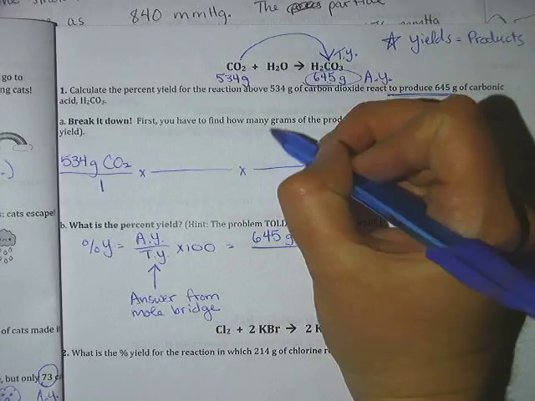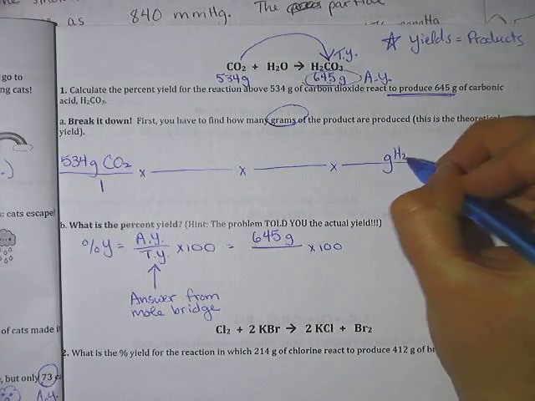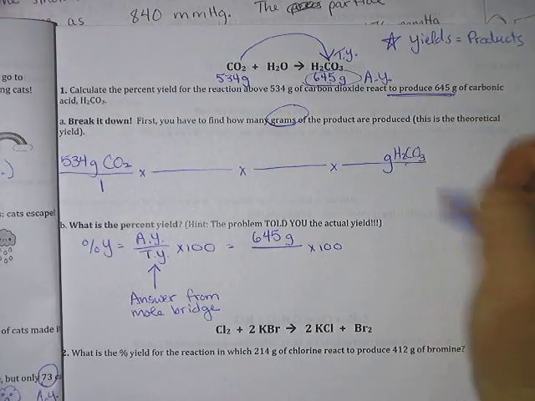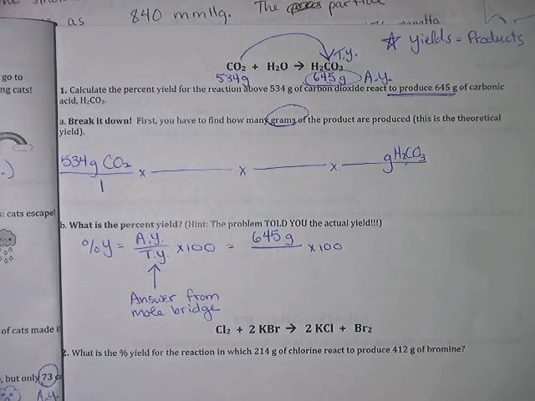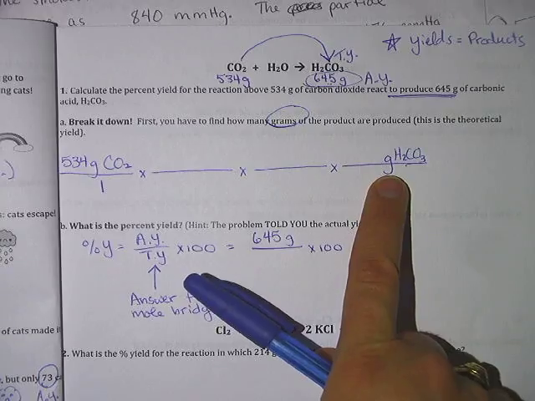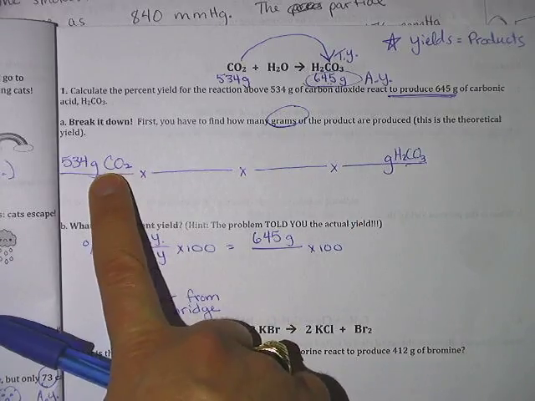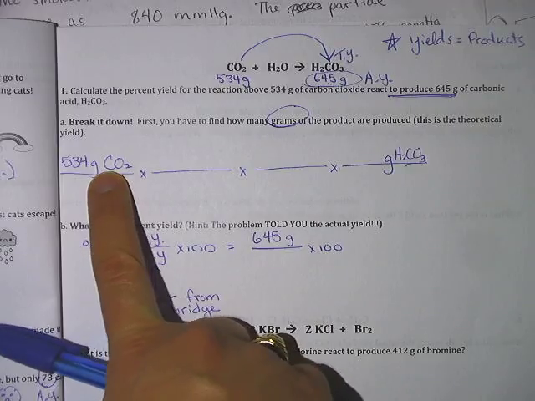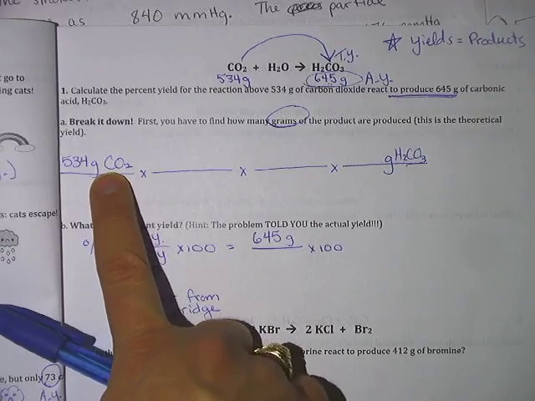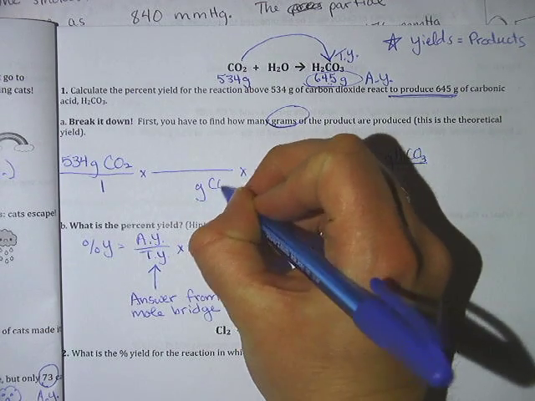And we need to find grams of the product, so we're going to find grams of H2CO3. That's what we're looking for. They asked for grams of the product, so grams of H2CO3 is what we're looking for. What goes up must come down, so 534 grams of CO2 on top. Where else are they getting written? On the bottom diagonal, yep.